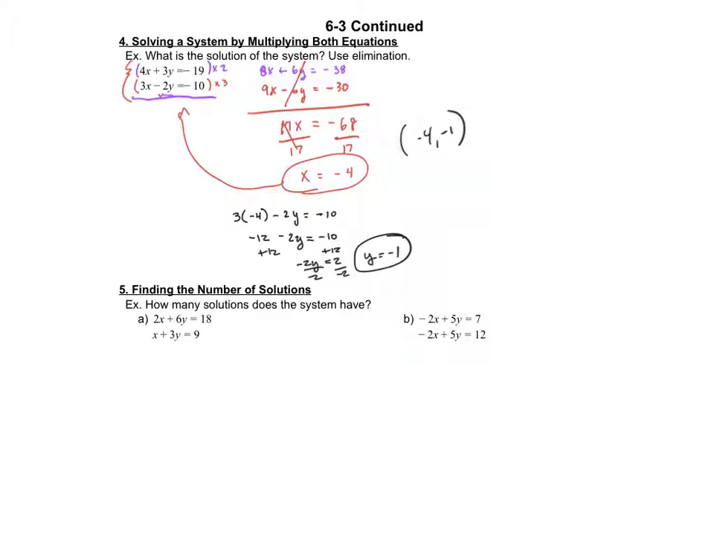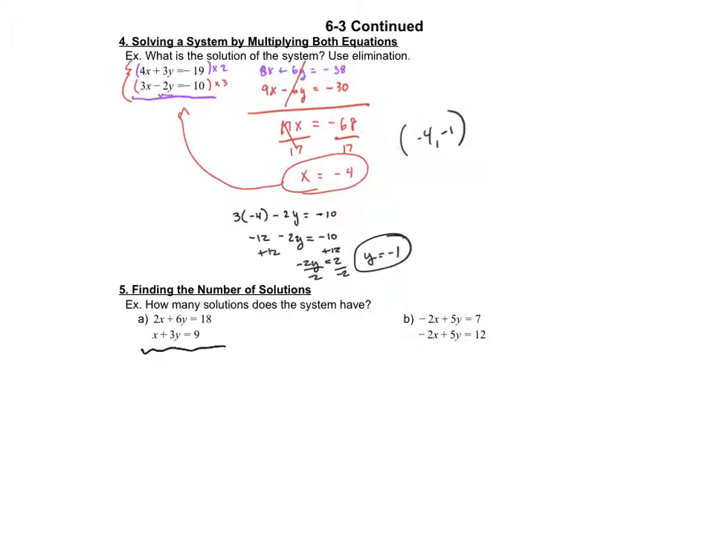Well, I think the number of solutions we said before, we could have one solution when we have an intersection point. We could have no solutions when we have parallel lines, or we can have an infinite number of solutions when we have the same equation. So let's look. How many solutions does this system have?